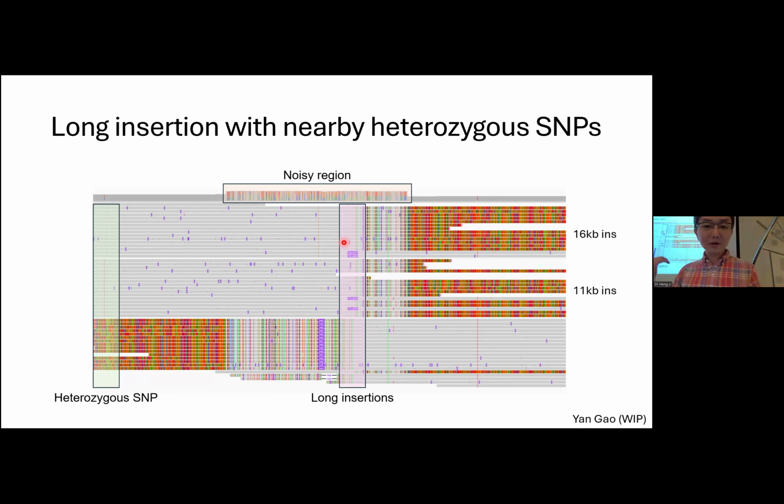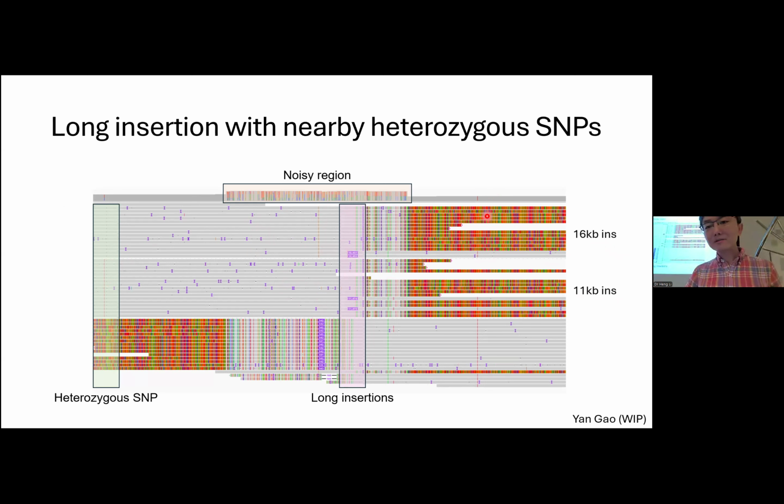This shows an example of what I mean. In this region, there are 2 haplotypes. One has a 16 KB insertion, the other has an 11 KB insertion. This group of reads has the 16 KB, this group of reads has the 11 KB. You can see there's a heterozygote here that separates the 2 haplotypes. With a single SNP, you can do phasing. The SNP is quite clear.